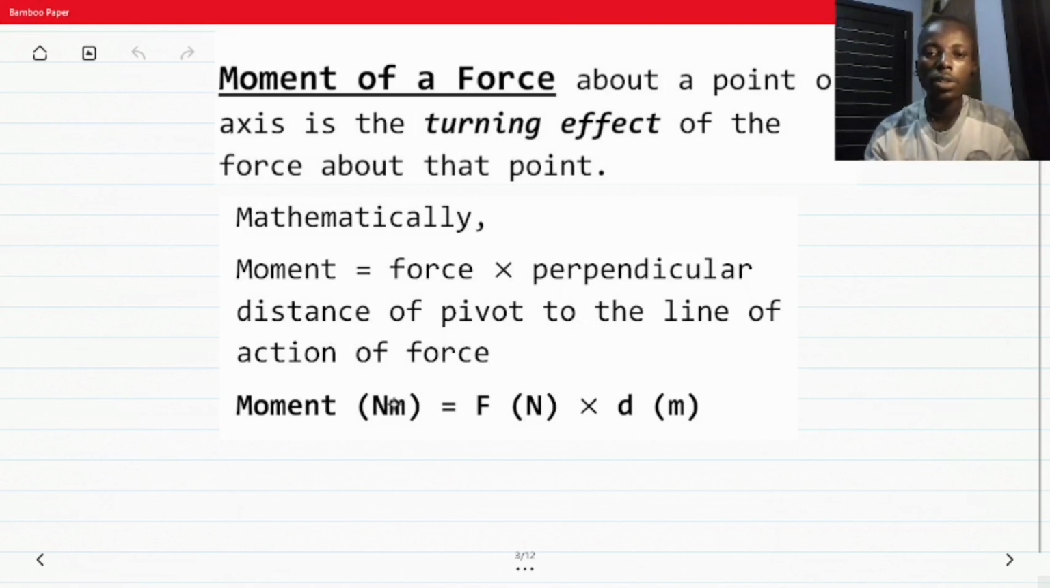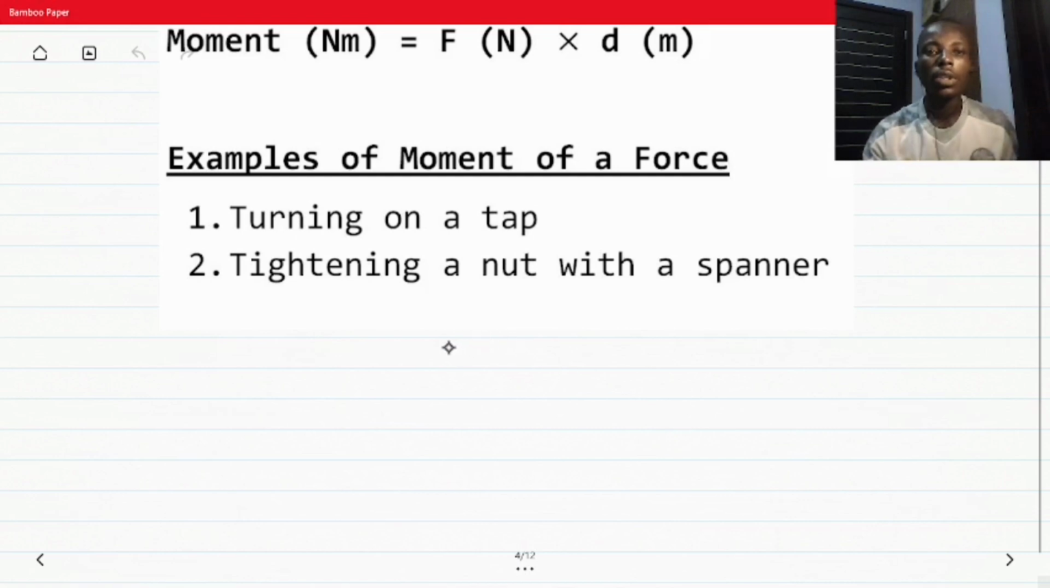The unit of moment is Newton meter because force is Newton and distance is meters. So we take note of this, and we are going to use this in a short while to solve. Now, examples of moment of a force.